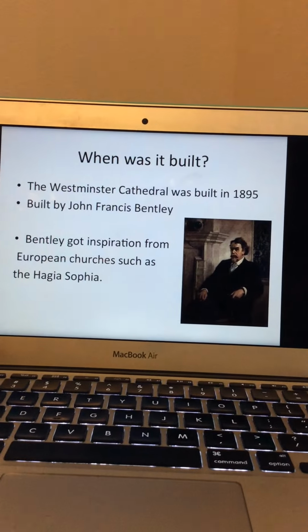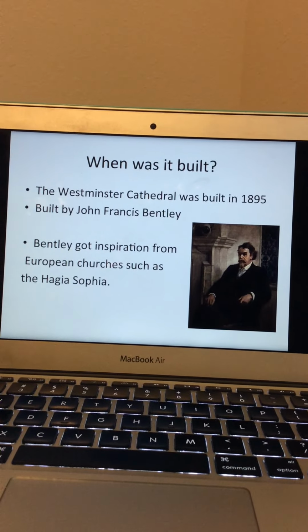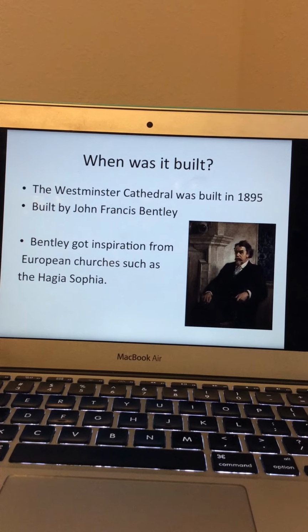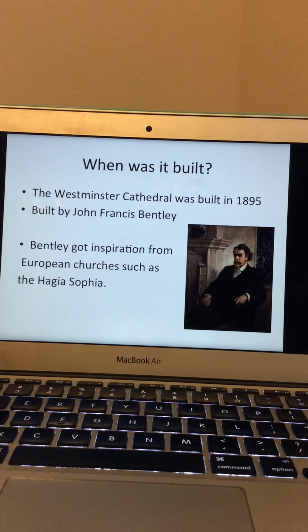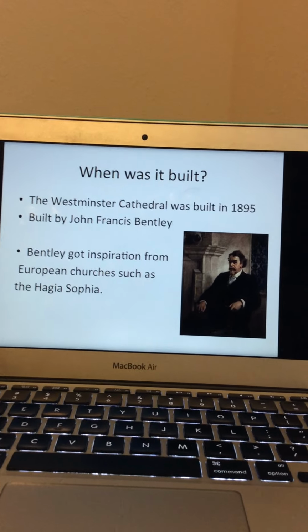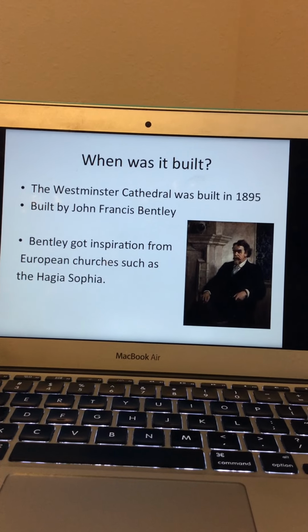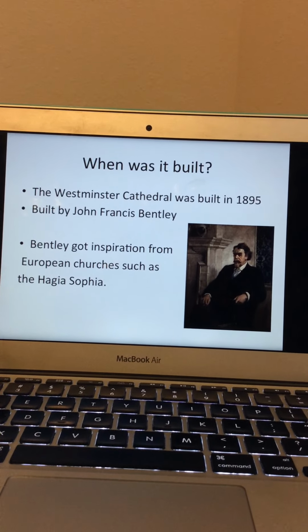The Westminster Cathedral was built in 1895 by John Francis Bentley. Bentley got his inspiration from European churches such as the Hagia Sophia. It is said that Bentley went on a tour of Europe to get inspiration from churches.